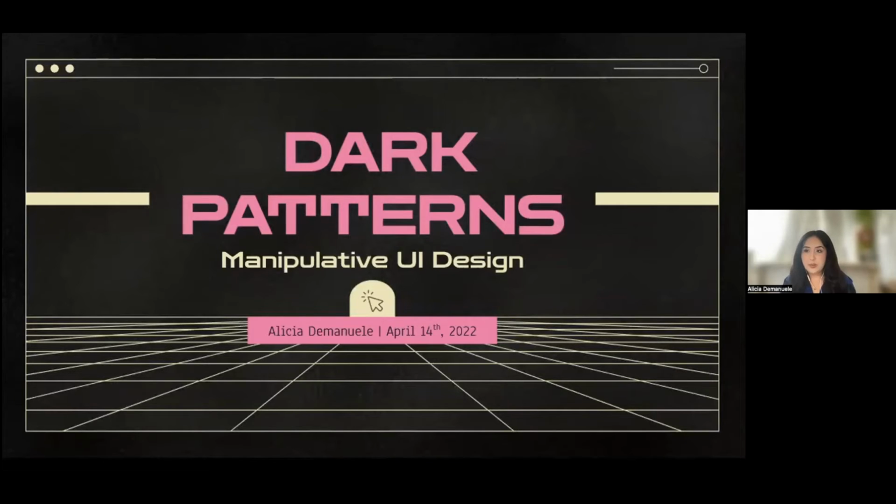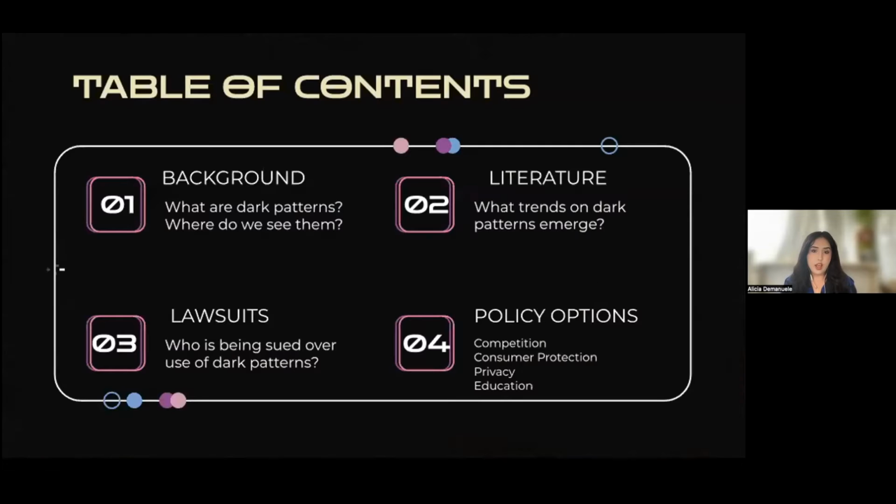Good afternoon, everyone. Today, I'm excited to present my capstone to you on dark patterns, otherwise known as deceptive and manipulative user interface design. I'll start with a background of what dark patterns are and provide some examples on where you may come across them online.